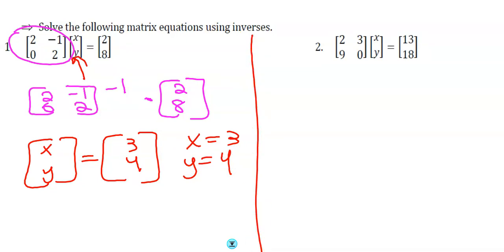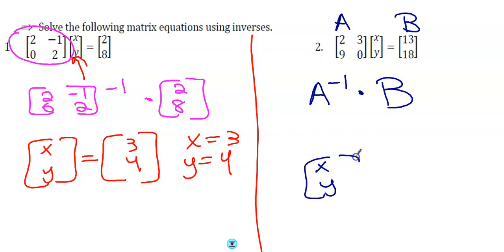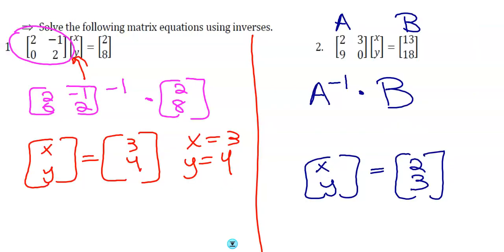Okay? All right, let's try that again. So this is my A, this is my B. So I'm going to find the inverse of A and times it by B in order to find out what my values of x and y are. So when I found the inverse of A times B, I got 2, 3. So what does that mean? That x equals 2 and y equals 3.